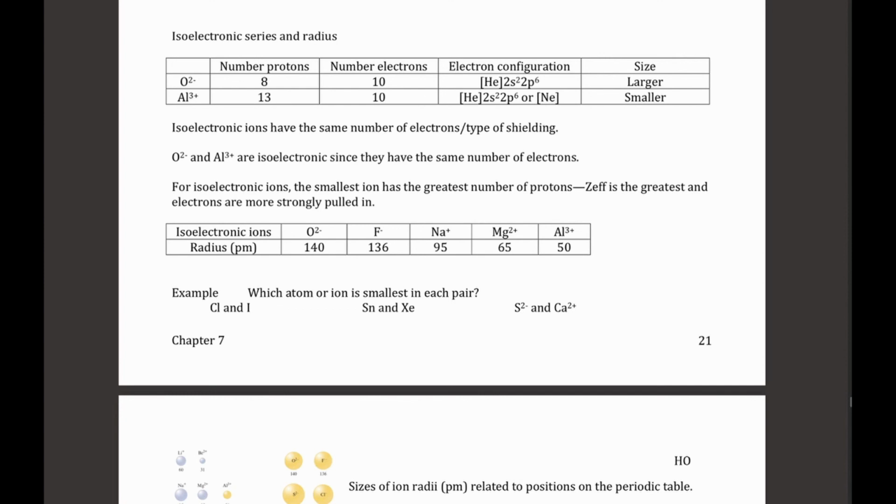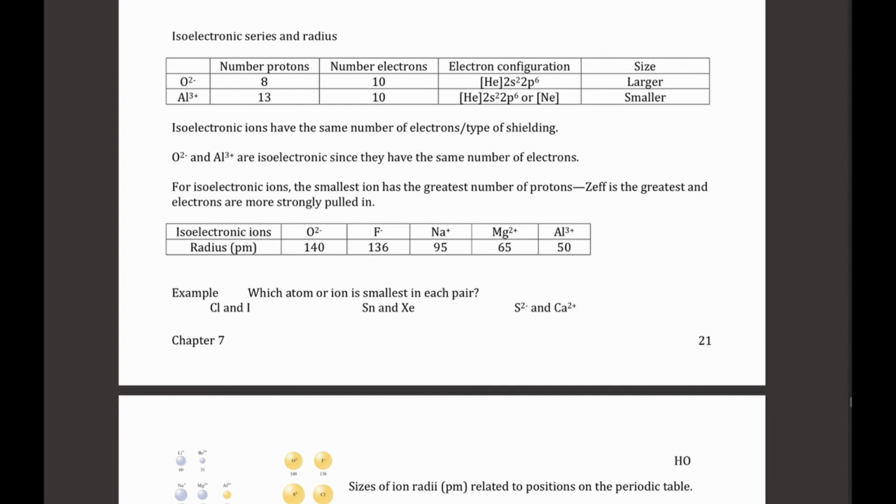Now, in deciding which one of those two, O2 minus or Al3 plus, would be larger, since they have the same number of electrons, we look at the protons. The one with a larger number of protons is going to be the smaller one. It has a greater pull, a greater Z effective. So Al3 plus, more protons, so it's going to be smaller.